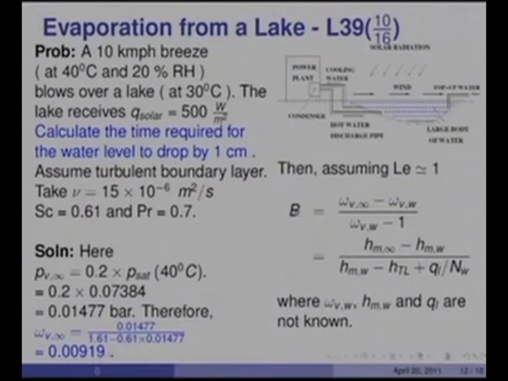and therefore, omega_V infinity would evaluate to 0.00919. Taking Lewis number as equal to 1, which is a fair assumption to start with, and if B is small, then it does not really matter too much, then (omega_V infinity over omega_VW minus 1) equals (Hm infinity minus HMW) over (HMW minus HTL plus QL by NW). Now, here we do not know omega_VW, that is the mass fraction at the surface of the lake, and therefore, we also do not know the mixture enthalpy at the surface of the lake, nor do we know QL. So, we have 3 unknowns.